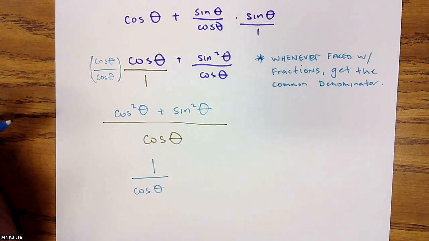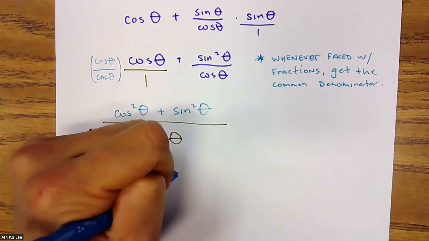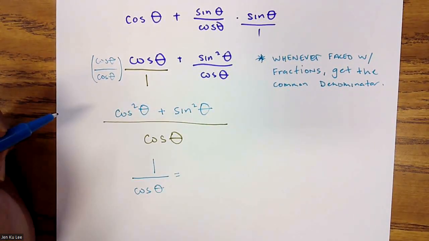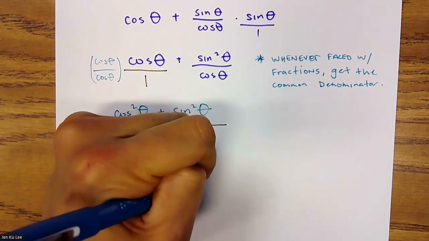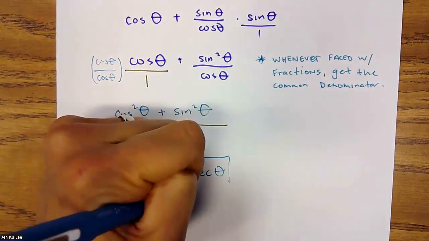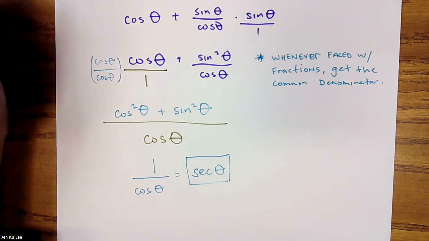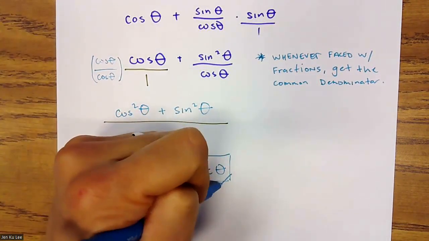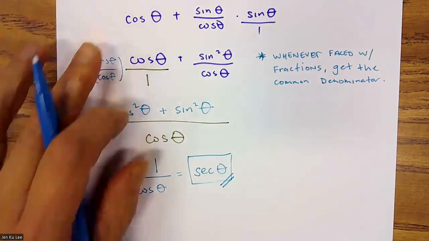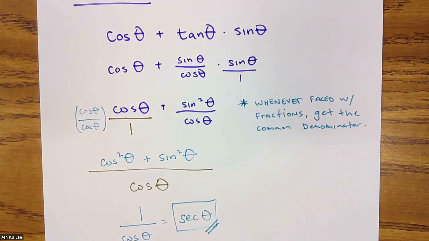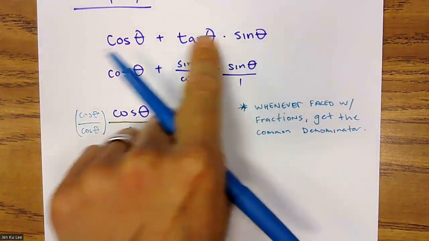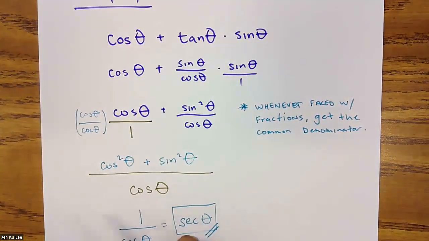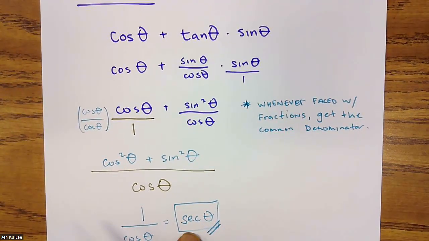So I can turn this into 1 over cosine theta. Correct? Now what is 1 over cosine theta? Secant. Yeah. Secant theta. And I can't do anything with that. It's simplified. So that is my answer there. When I simplify this complicated thing, it turns into secant, right?